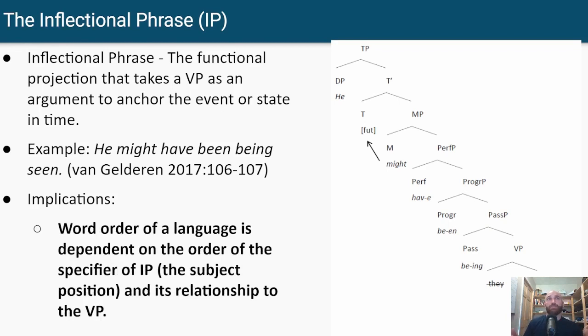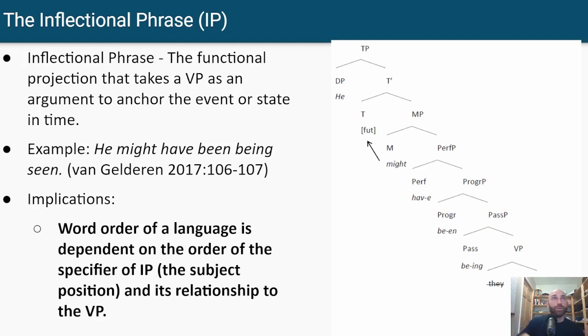Another implication of this that's not related to the semantics of what's in the inflectional phrase, right? Tense, aspect, etc., is that the slot for the subject is the specifier of TP or IP. TP and IP are the same. So tense phrase or inflectional phrase, the subject position typically is thought to be the specifier of the tense phrase or the inflectional phrase. So word order in a language is often dependent upon just how those two things are related. Does the verb move past the specifier of TP?